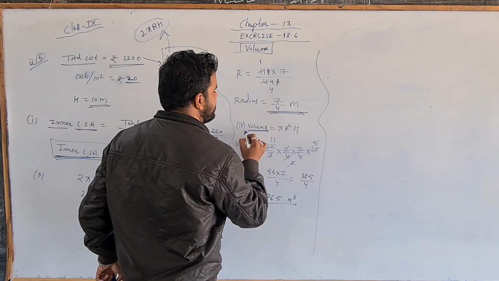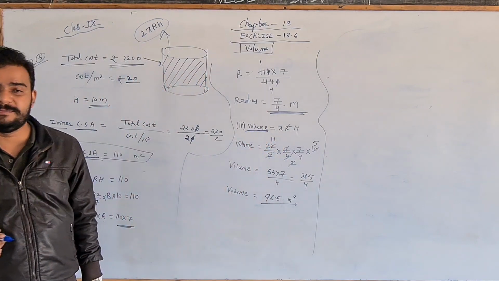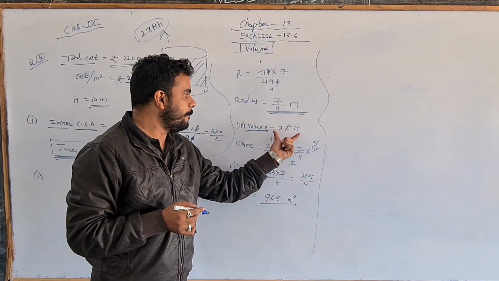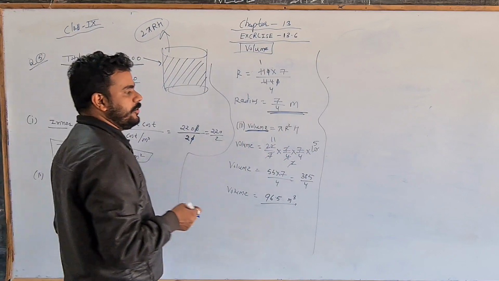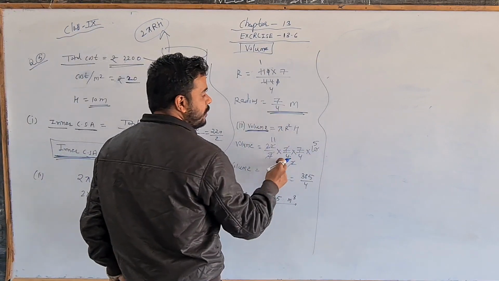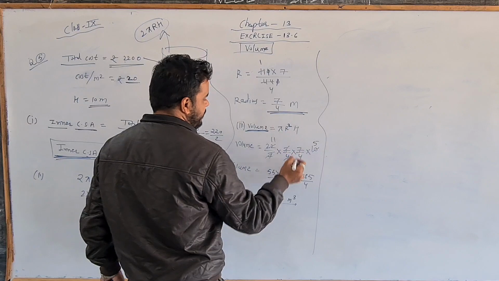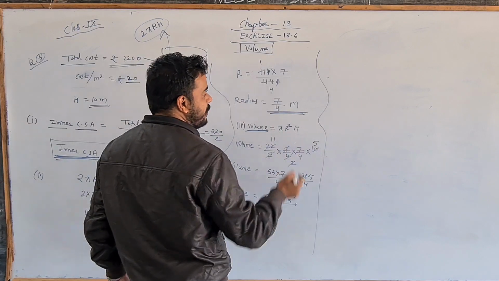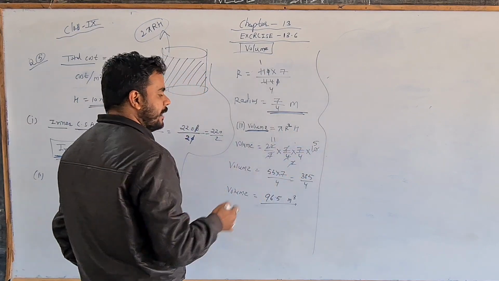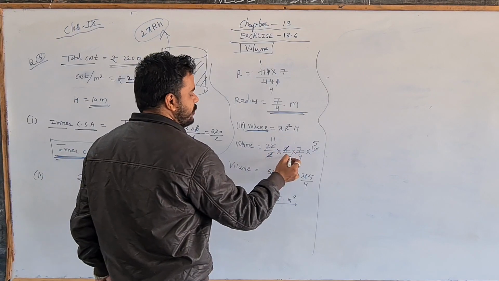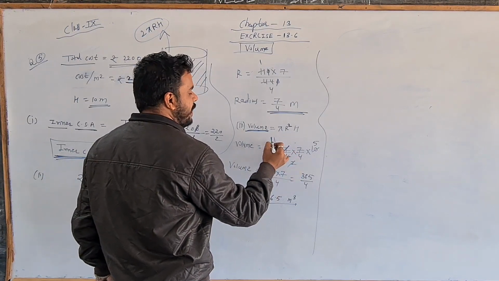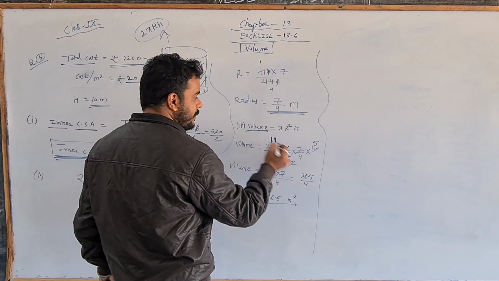Now the capacity means volume. So the capacity of this cylinder, meaning the volume of the cylinder, is pi r square h. Pi is 22/7, r is 7/4. R square is here, so two times we should write 7/4 and 7/4. H is given 10. Okay, 7 and 7 will be cut. 2 ones are 2, and 2 twos are 4, 20 by 4 is 5, and again 11 and 2 and 5.